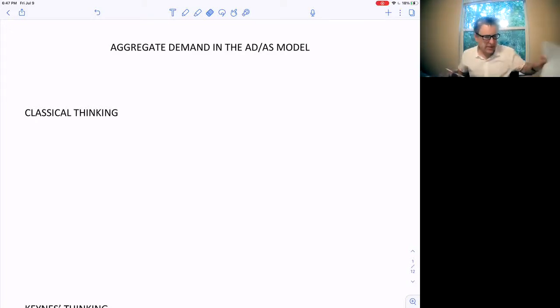In this module, what I want to go over is the classical versus the Keynesian thinking about economics. By classical, I mean the thinking before Keynes wrote his book, the thinking before the 1930s.